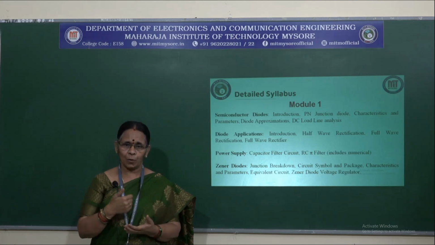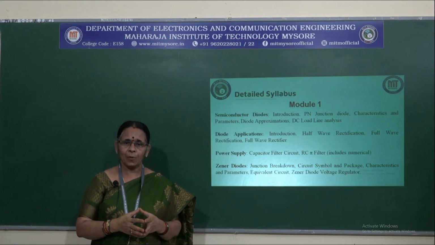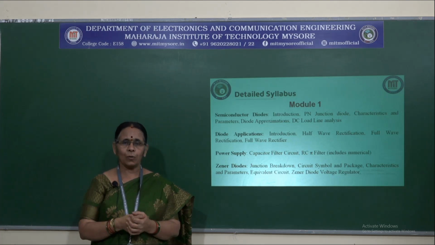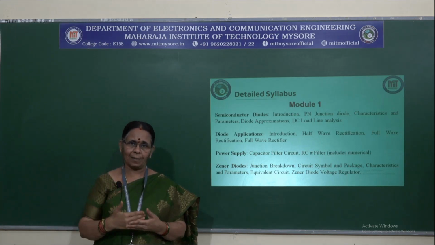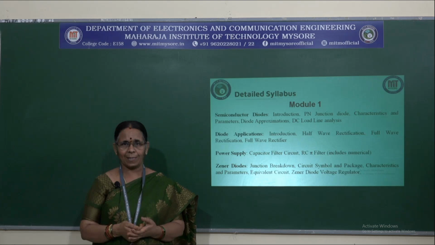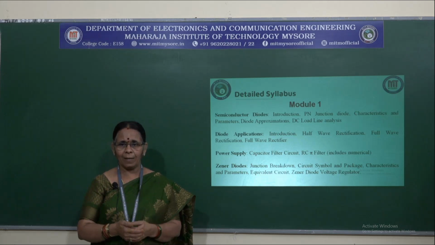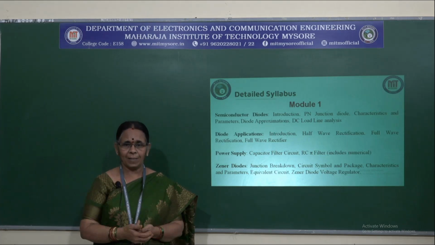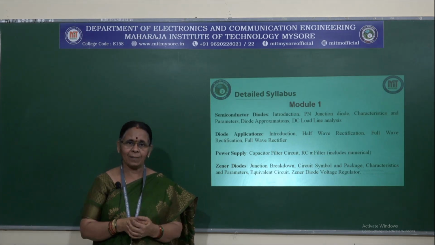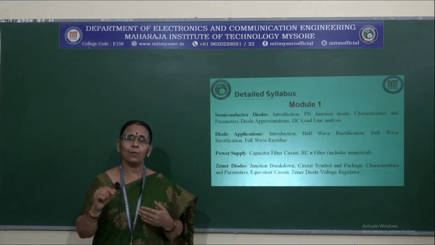The first module, module 1, is on semiconductor diodes, diode applications, power supply and Zener diode. When you talk about semiconductor diode, you will be introduced to the basics, starting with what is a conductor, what is an insulator and what is a semiconductor, and what is a PN junction, what is P material, what is N material and what is a PN junction diode, the characteristics of the PN junction diode and its parameters, that is input resistance and output resistance, then diode approximations, DC load line analysis.